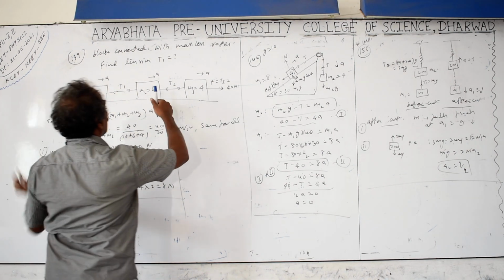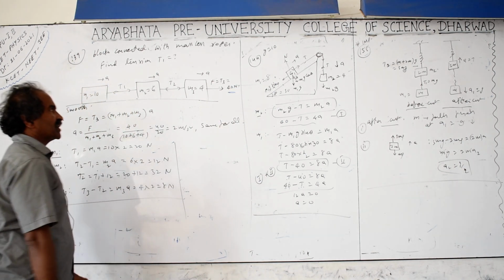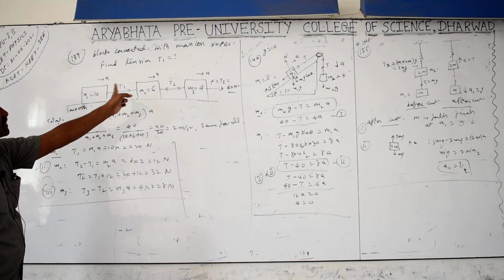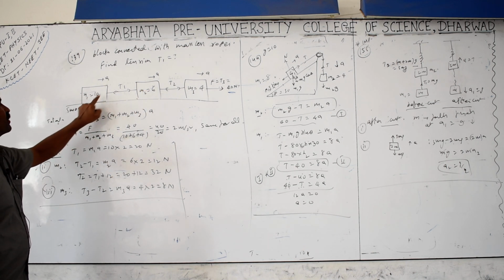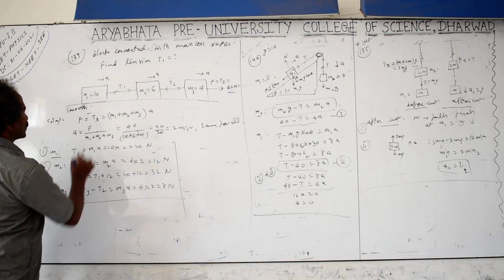The total force applied on all the blocks, pulling in the right-hand direction, is 40 newtons. The total force is given as F, take it as F. F is equal to total mass into acceleration. Connected bodies have the same acceleration a. So F equals m1 plus m2 plus m3 into a. First find out the acceleration. a equals F by total mass.